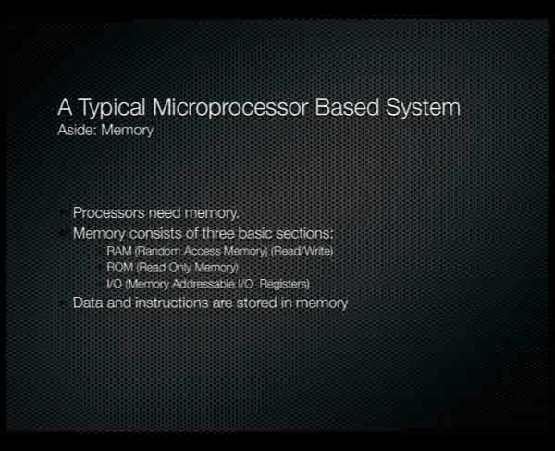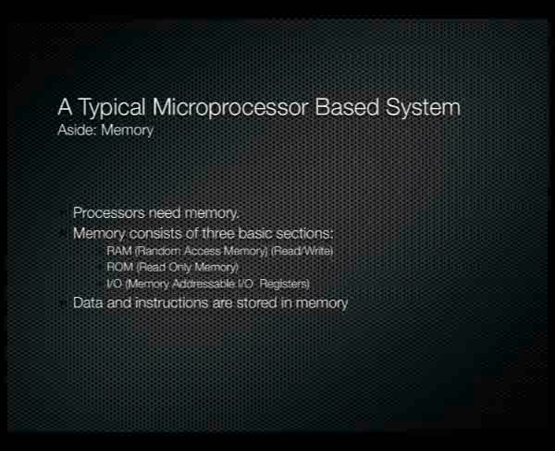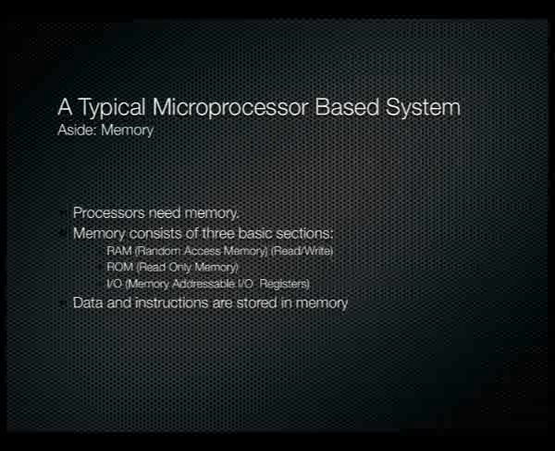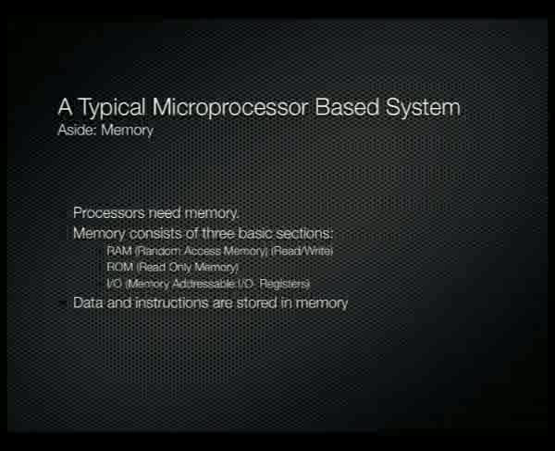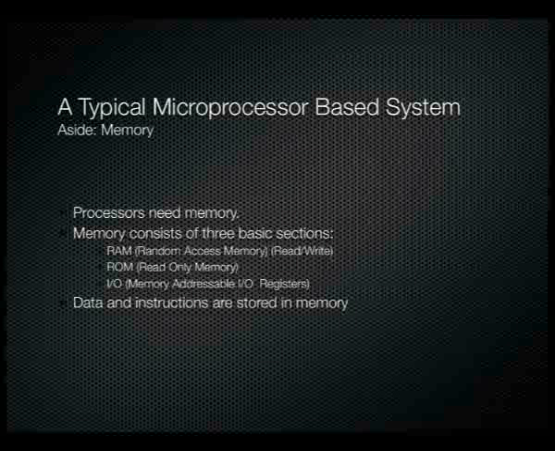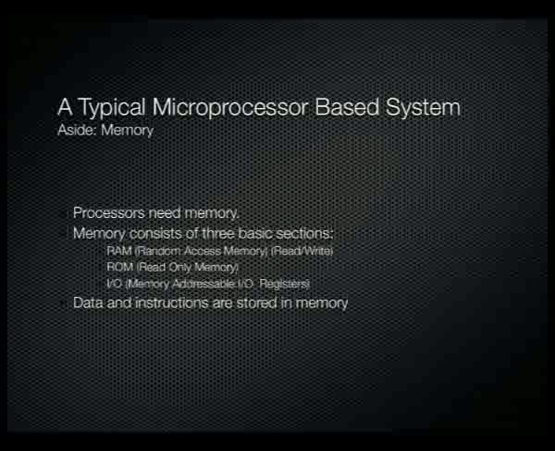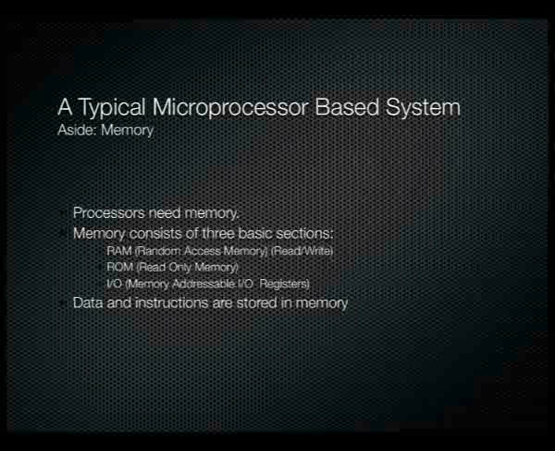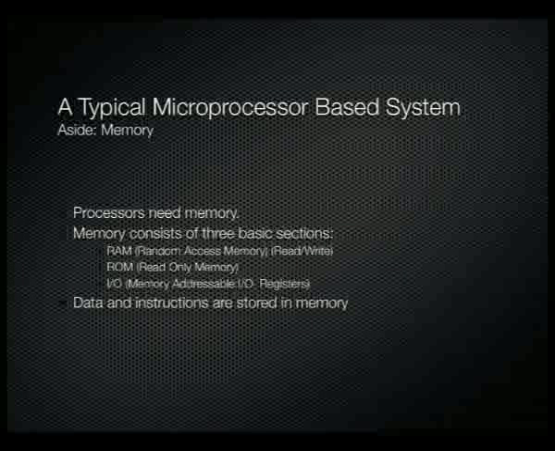So when it comes to memory, memory consists of three basic sections. We have RAM, which is our random access memory, which is generally our read-write portion of memory. We have our ROM, which is read-only memory. And of course we have I/O devices, which are memory-mapped input-output devices that also sit inside our memory at particular memory locations. And of course, as I said before, data and instructions are stored in memory. So without memory, processors don't work at all.